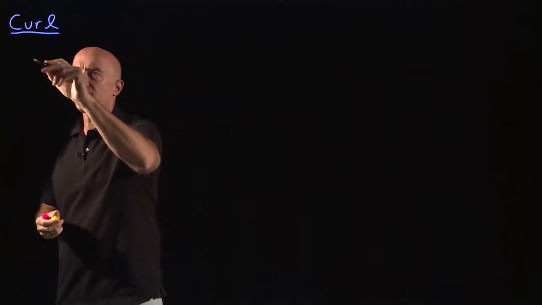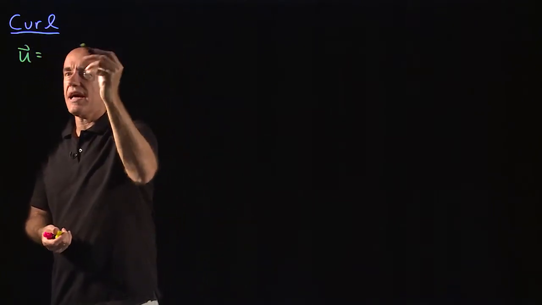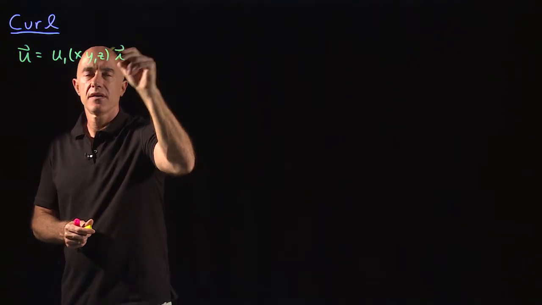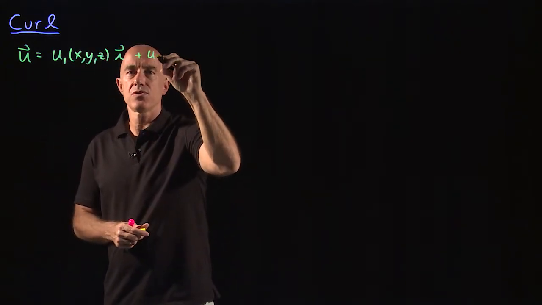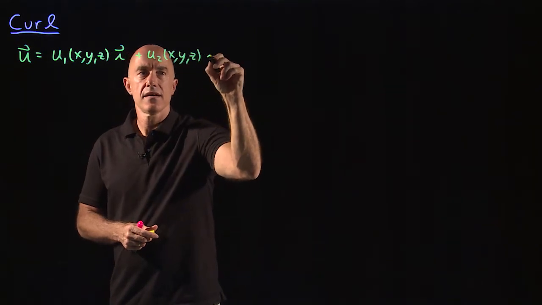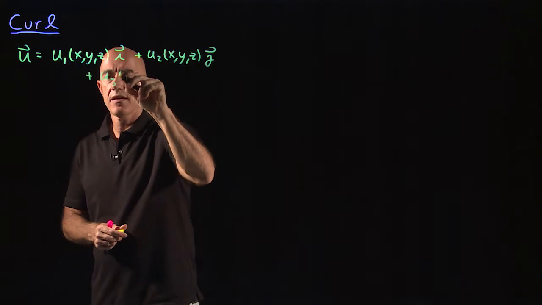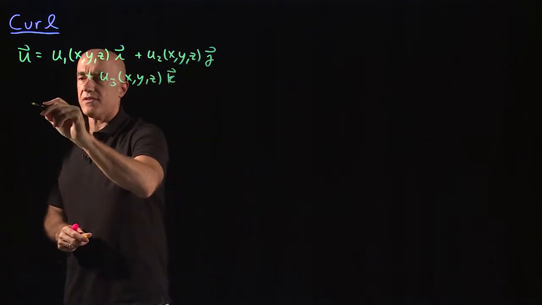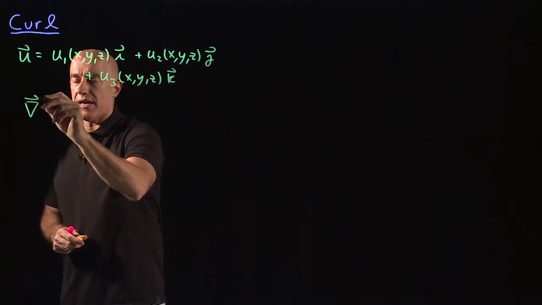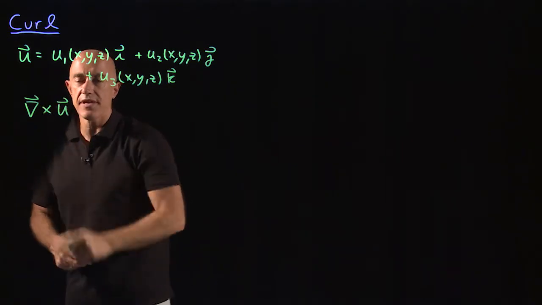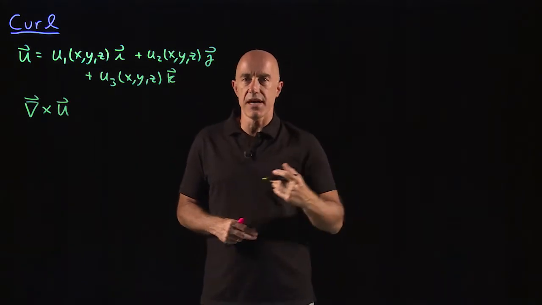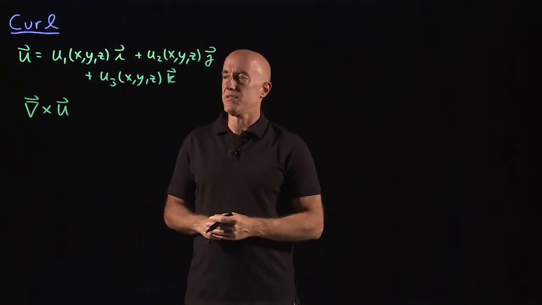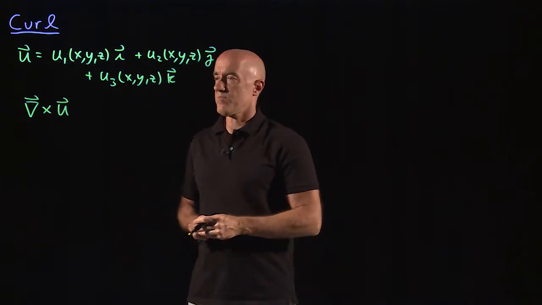So we have a vector field, U. So again, this is U1 of X, Y, and Z in the I direction, we don't need to worry about time dependence, plus U2 of X, Y, and Z in the J direction, plus U3 of X, Y, and Z in the K direction. So the curl of this vector field is the del operator cross U. Okay, so the divergence of a vector field was del dot U, the scalar product. The curl of the vector field is del cross U, the vector product.